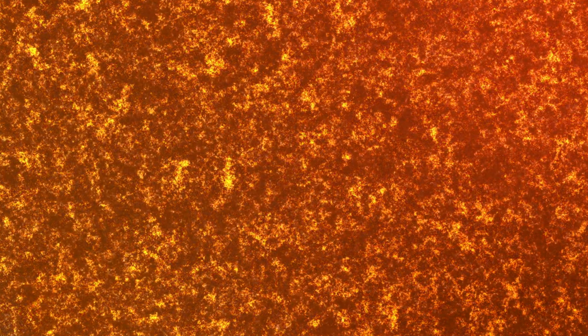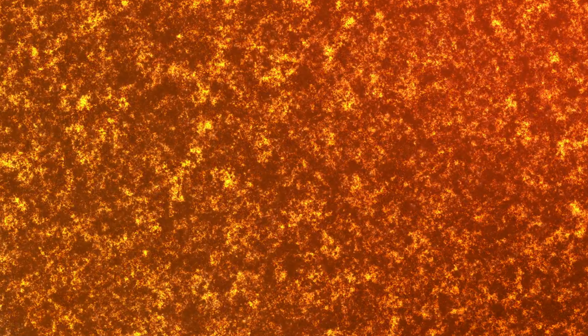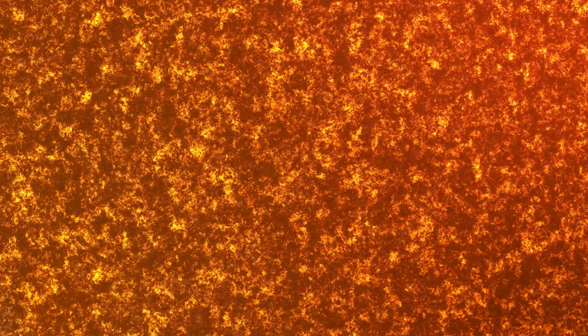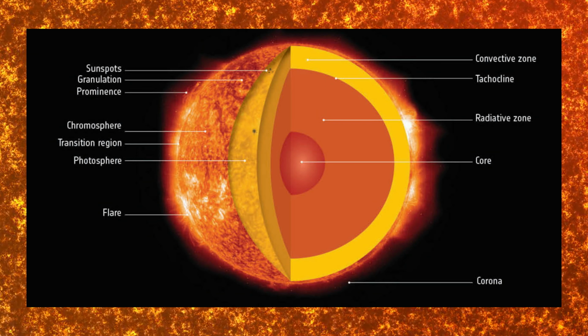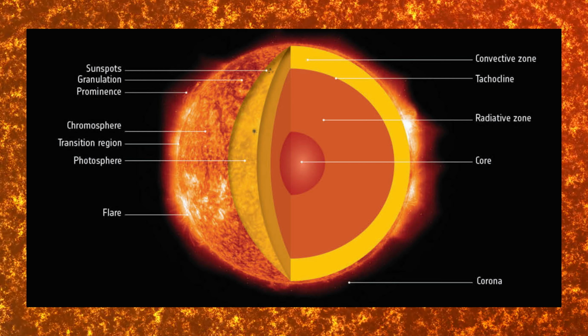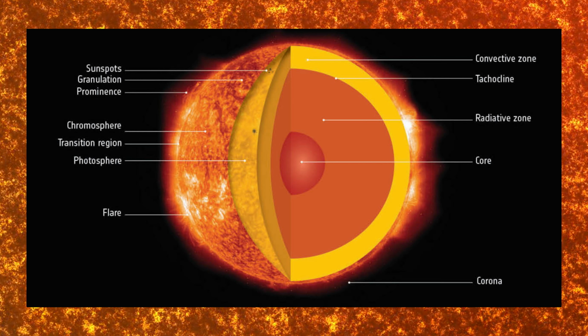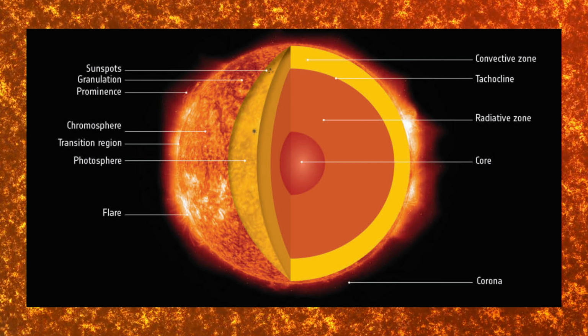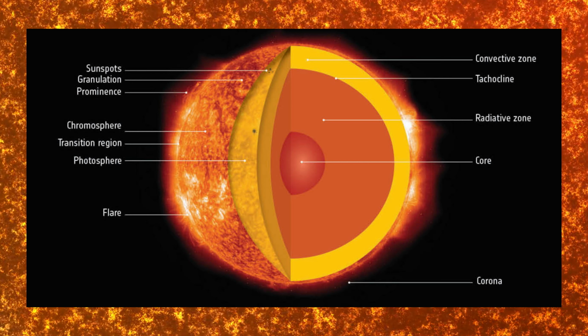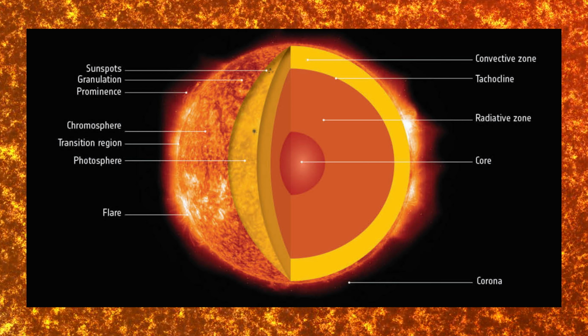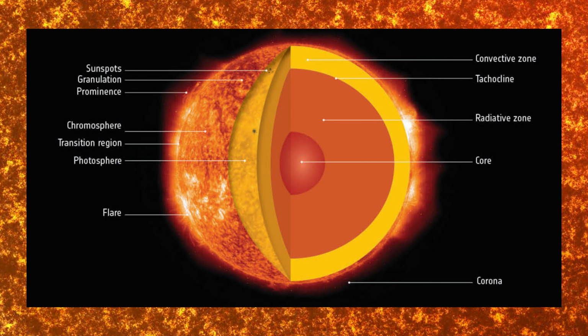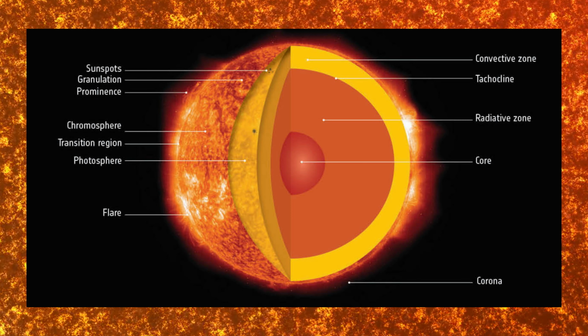Layers of the sun. The sun consists of several layers, each playing a vital role in producing and distributing energy. 1. Core. This is the heart of the sun, where nuclear fusion occurs, generating energy. 2. Radiative zone. Energy travels through this layer in the form of radiation. Photons, or light particles, move very slowly here as they constantly collide with other particles.